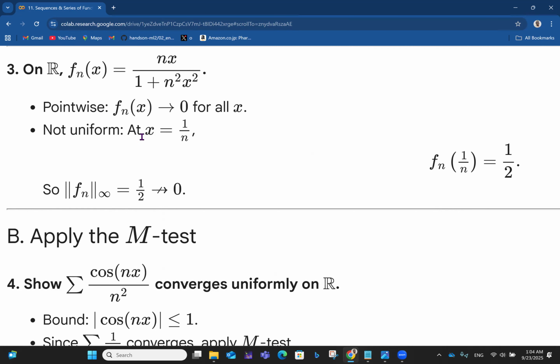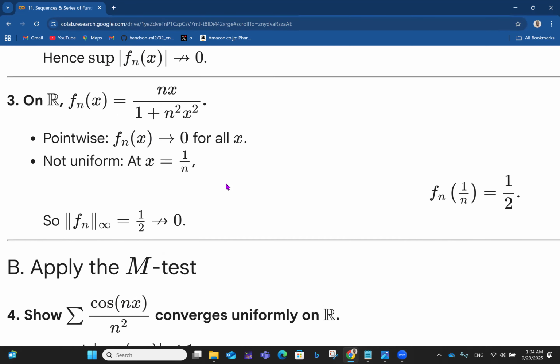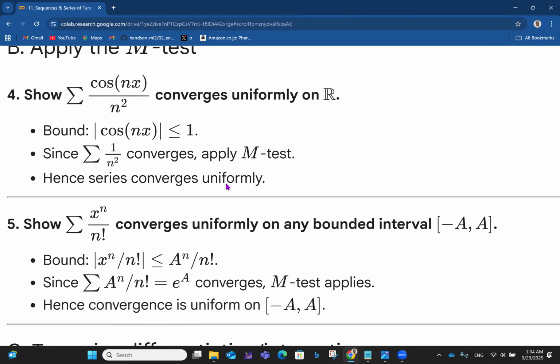But it's not uniform because at x equals 1 over n, for instance, fn of 1 over n is equal to 1 over 2. As long as you can get a value like this, which is not 0, then the norm of fn as n goes to infinity is equal to half, and that is not equal to 0. As long as you can get a point where it does not go to 0, you can say it is not uniformly convergent.